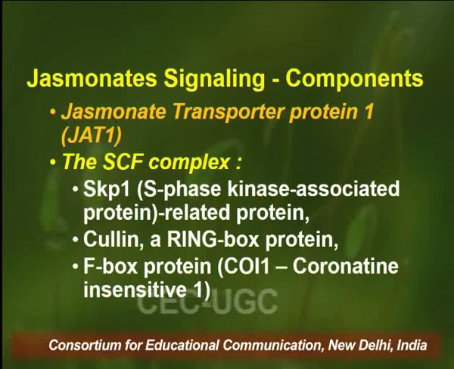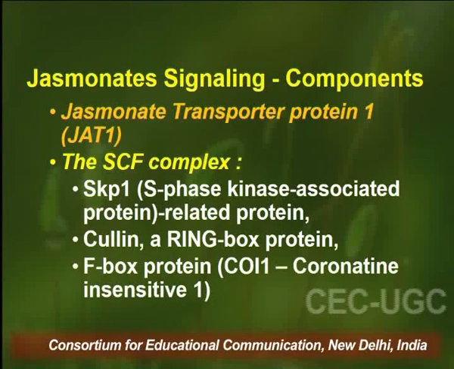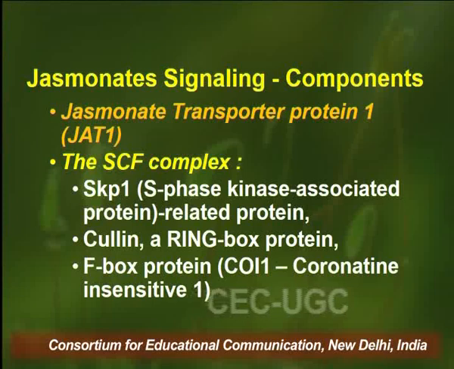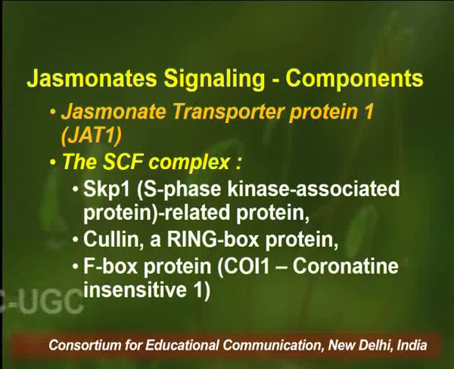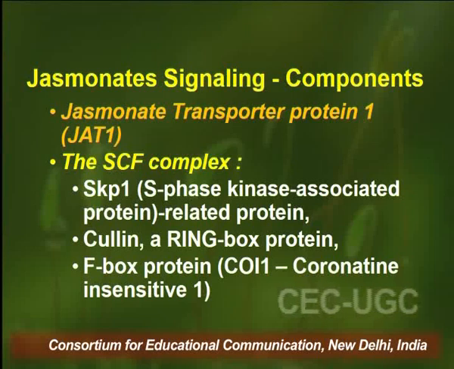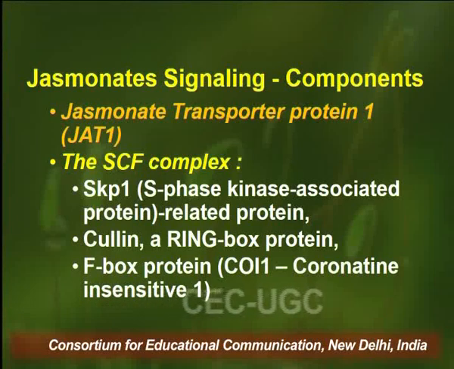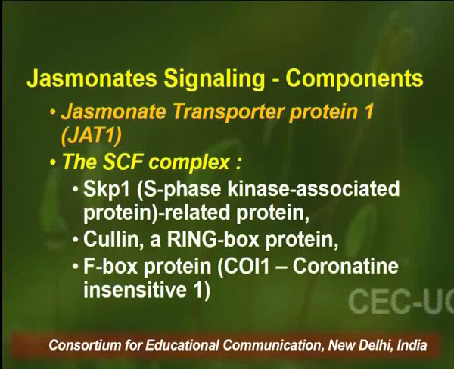Amongst all the derivatives, it has been found that the amino acid conjugate, that is jasmonic acid isoleucine or jasmonate isoleucine derivative, is the most effective amongst all the other derivatives that have been reported from plants. So we can say that the jasmonate isoleucine molecule binds to the JAT1 protein, and from there the downstream signaling starts. The next component is the SCF complex, which is a negative regulator of the jasmonic acid effects, or we can say it is a repressor protein.